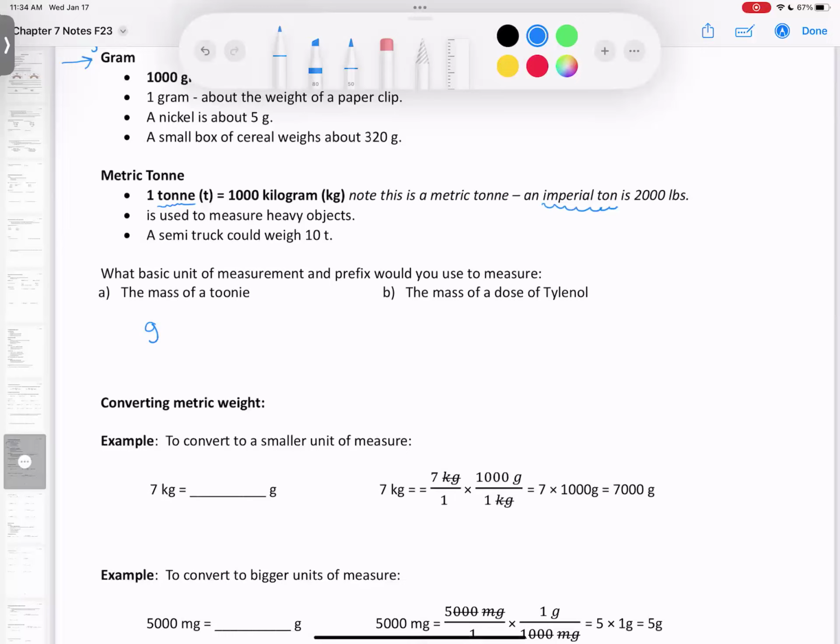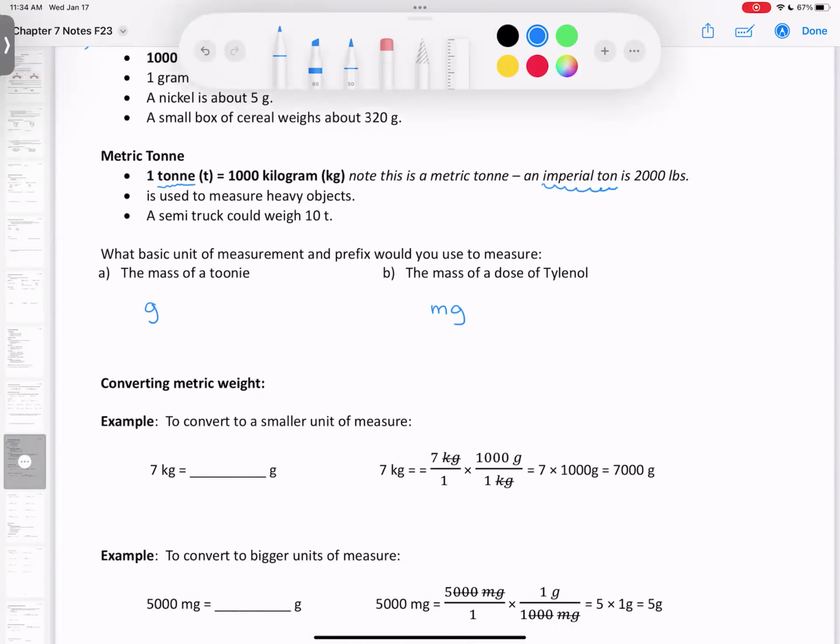What about the mass of a dose of Tylenol? Well, here that's going to be a pretty small weight, so I would probably measure that in milligrams. But again, there's no one set answer. If you wanted to be extremely precise, if you were working in a pharmaceutical company, perhaps you would be measuring that in micrograms, which is something we haven't talked about here. That's even less. But milligrams is a pretty good unit there.